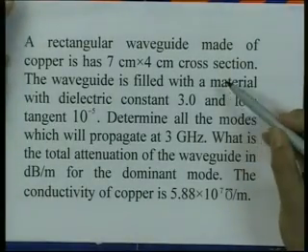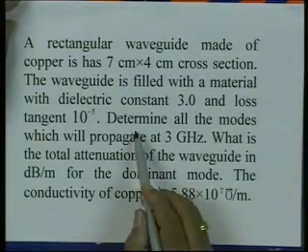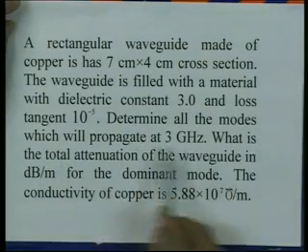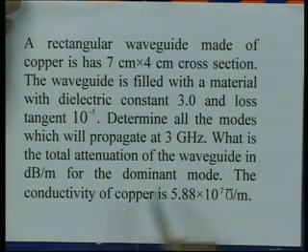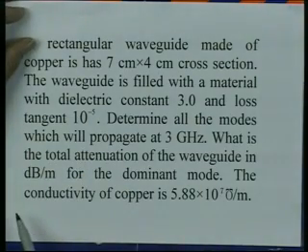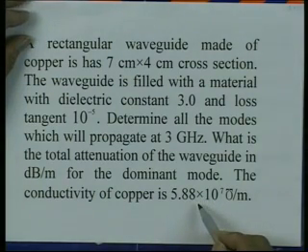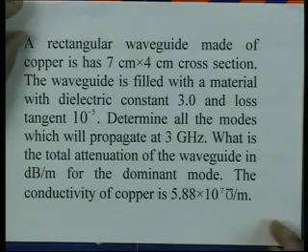So, in this case there are three things we have to find out. First, we have to find out all the modes which will propagate inside the waveguide at 3 gigahertz. Second, the attenuation constant of the waveguide, which will come from two components. One is because of the lossy dielectric, because it has a loss tangent of 10 to the power minus 5, and the finite conductivity of the walls, because here the conductivity is not infinite. So, there will be conductor losses in the waveguide walls. So, we have to calculate the attenuation constant for the dominant mode of the waveguide. So, let us see how do we proceed for this.